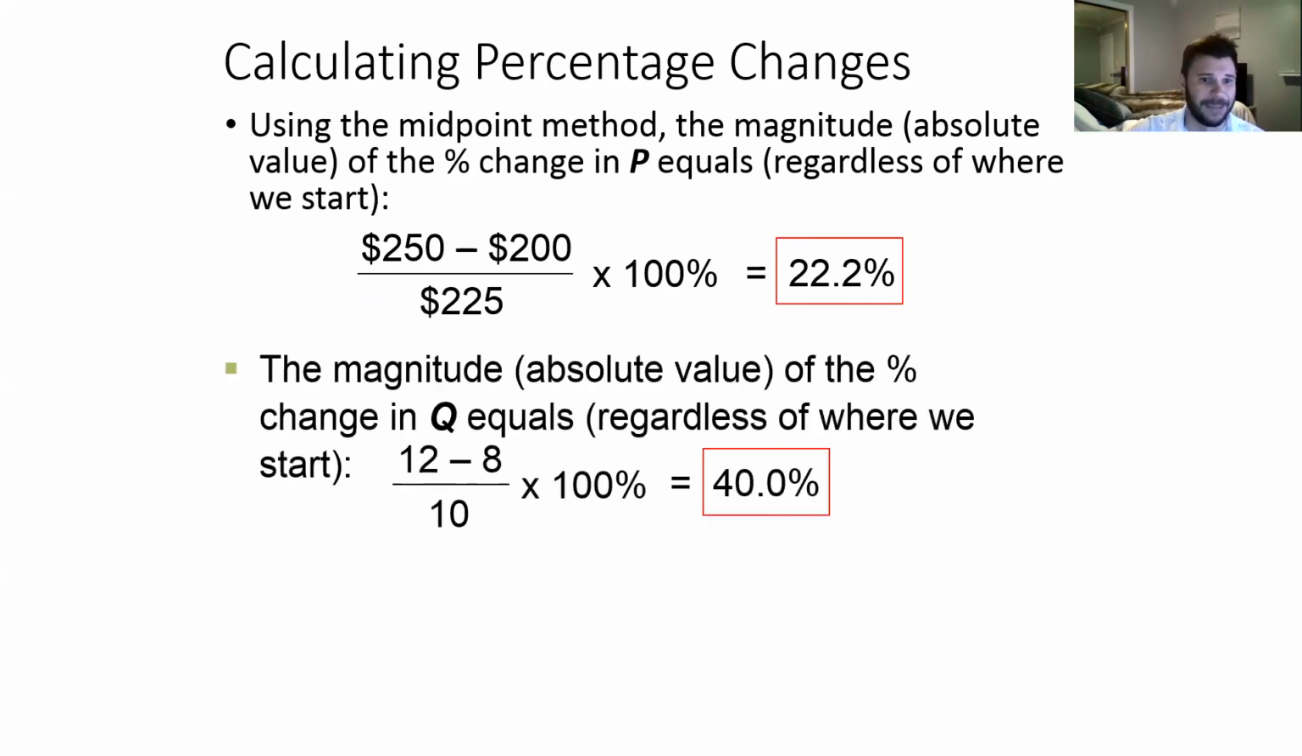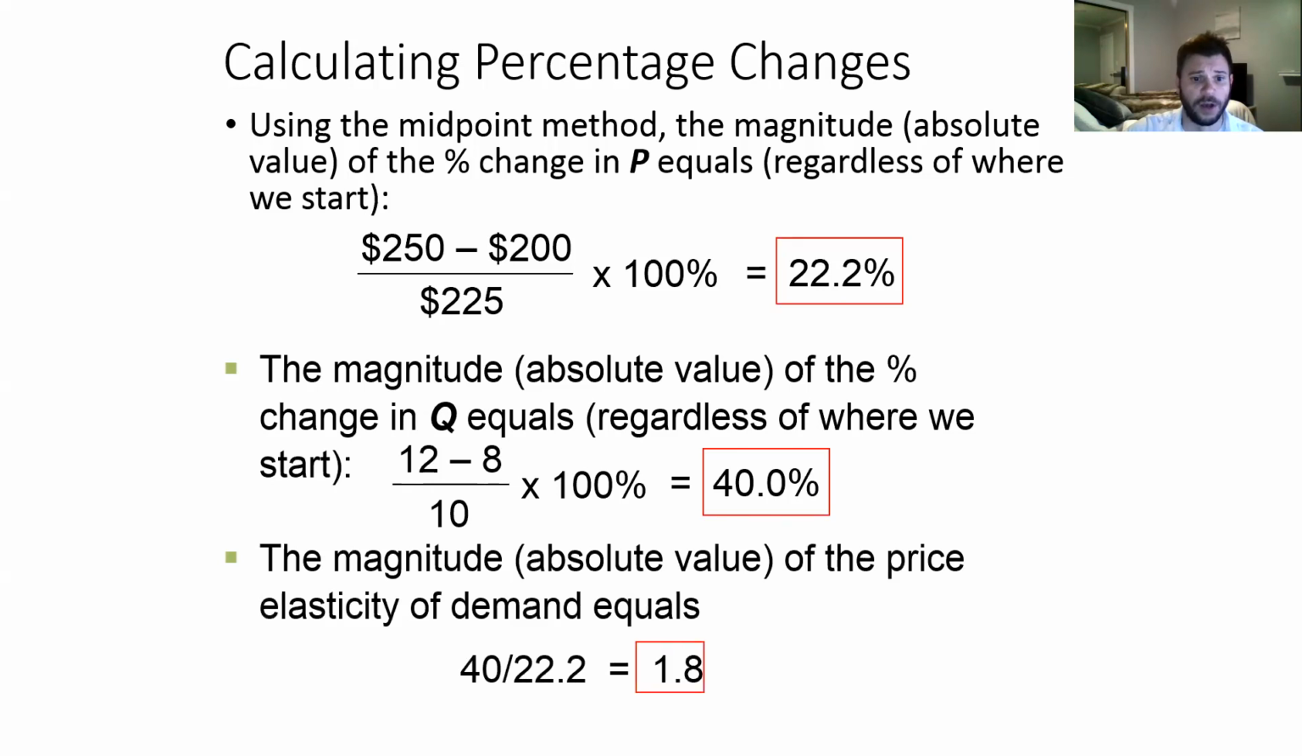We can apply the same idea to the percentage change in the quantity. So the midpoint between 12 and 8 is exactly 10, which implies a percentage change in Q equal to 40. Now, when we calculate the elasticity of demand using the midpoint approach, we get a magnitude value of 1.8. Again, this is the absolute value, but we know the sign of that thing should be negative because demand curves slope downwards.